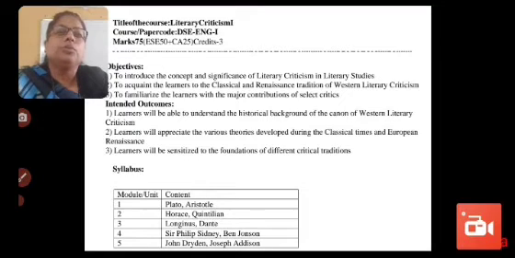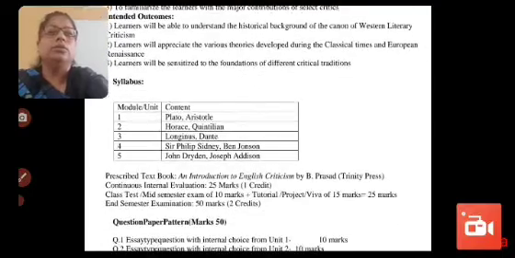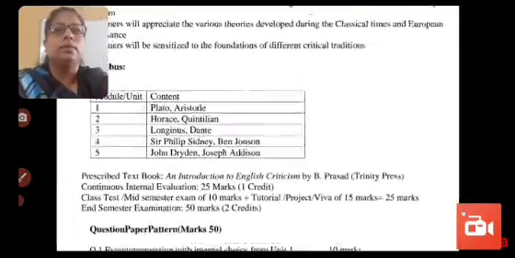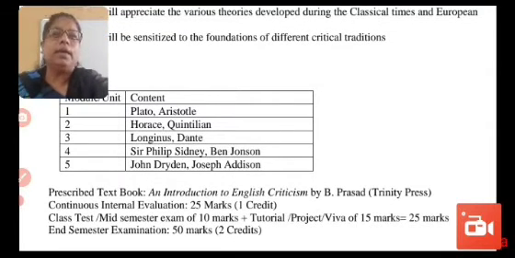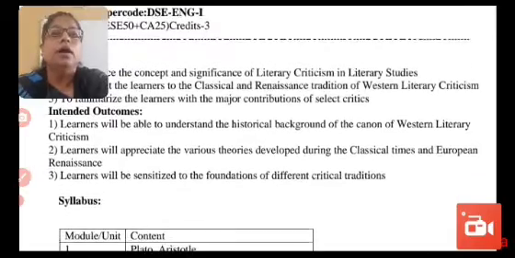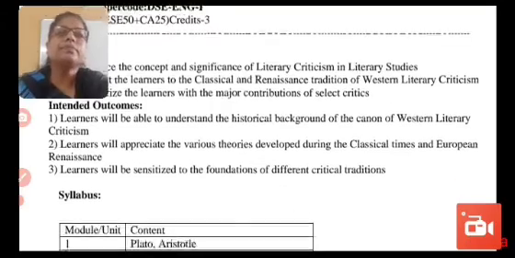The third major objective is to familiarize the learners with the major contribution of select critics. Here are those critics: Plato, Aristotle, Horace, Quintilian, Longinus, Tate, Sir Philip Sidney, Ben Jonson, John Dryden, and Joseph Addison. So here we have to study the major contribution of these select critics.